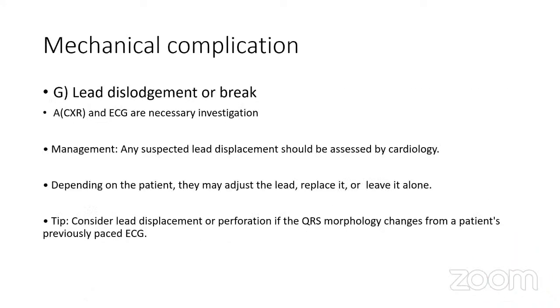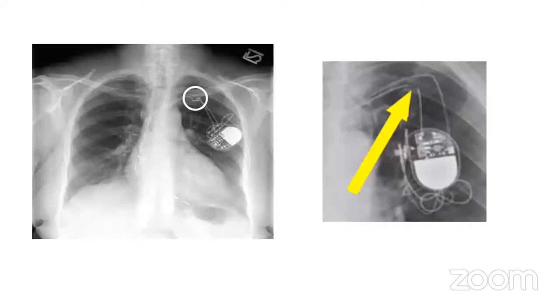A chest X-ray and ECG are necessary investigations in these cases. For management, any suspected lead displacement should be assessed by cardiology first. Depending on the patient, they might need to adjust the lead, replace it, or leave it alone if it is not causing any harm. It's important to consider lead displacement or cardiac perforation if the QRS morphology changes from the patient's previous ECG. As we can see here, we can see the lead break and also the coiling.